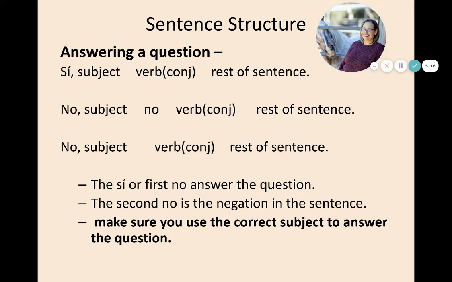Make sure you use the correct subject to answer the question. So if the question asks, do you like something? You have to answer it, I like or I don't like something. So you have to remember to look at who the question is being asked to. Does he do this? No, he doesn't do this. But when it's asking, do you or do a group of you do something, you have to answer it with either I or we do this.